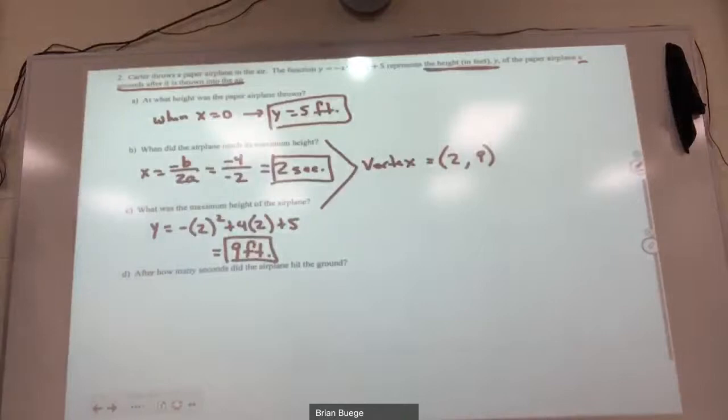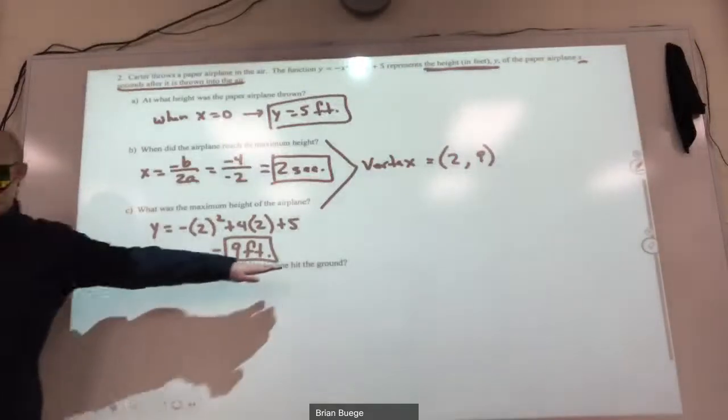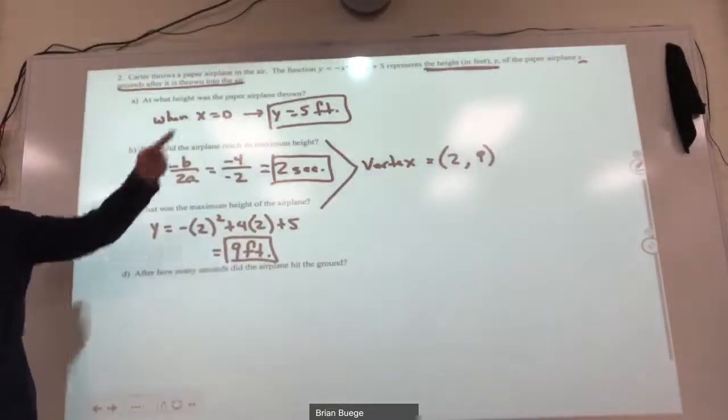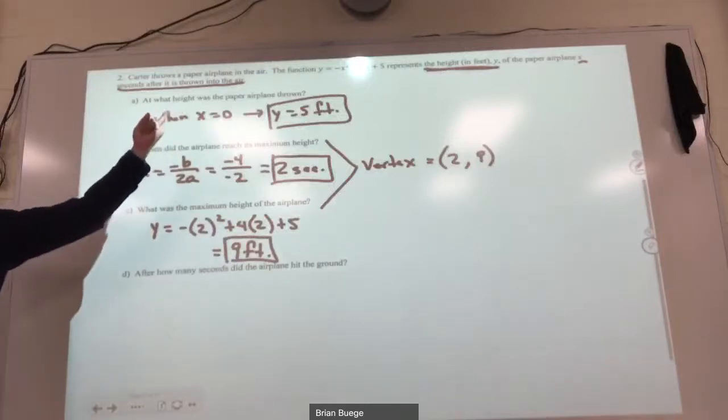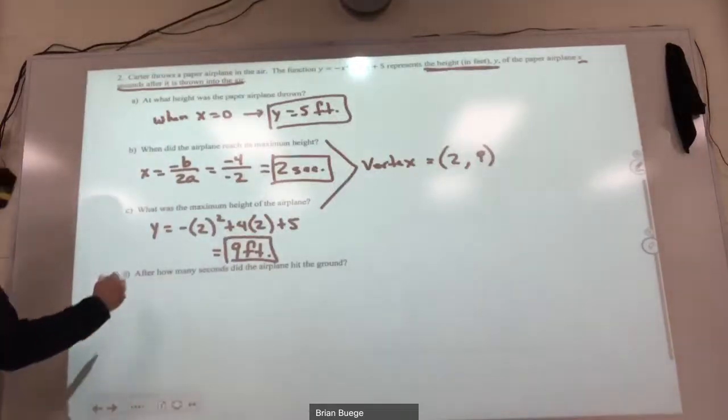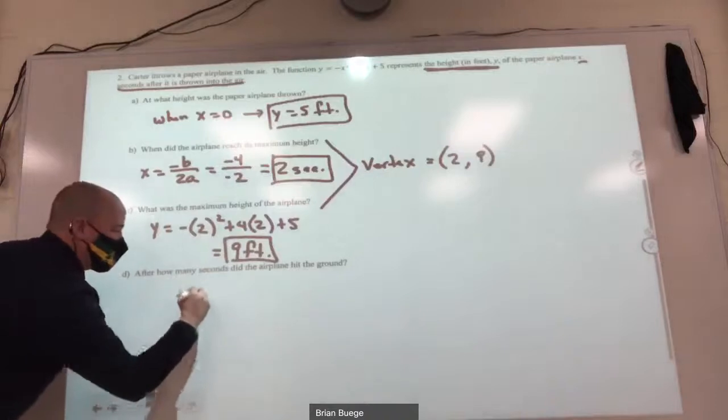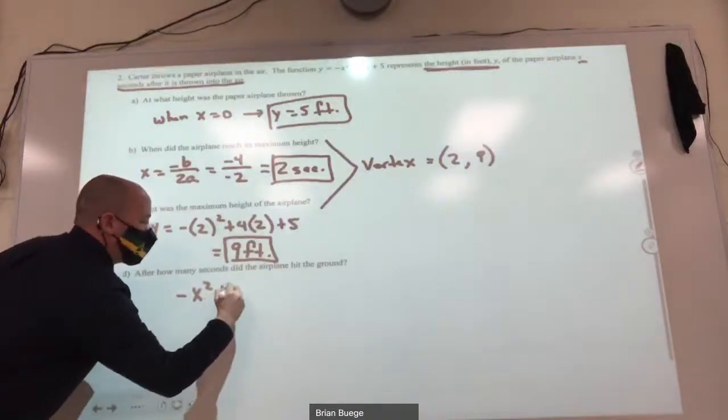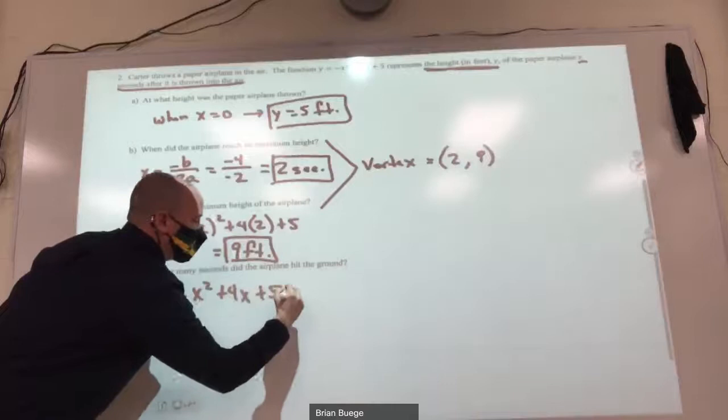Okay, let's take a look at part D. After how many seconds does the airplane hit the ground? What am I asking you to find? The x-intercept. When it says when it hits the ground, that means y, our height, is 0. And if y is 0, that means I'm looking for the x-intercept. Negative x squared plus 4x plus 5 equal to 0.